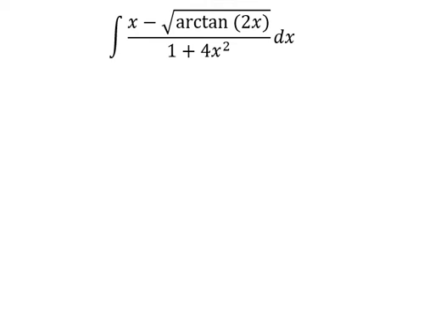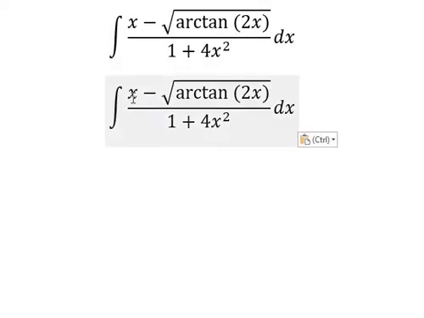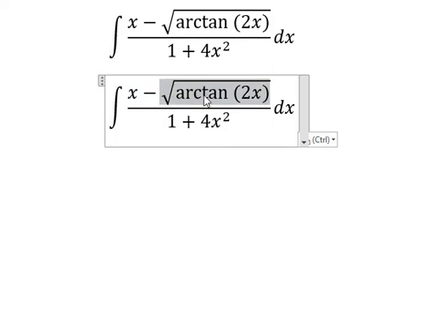Hello everybody, so today I want to talk about calculus. The topic today is about integration. So now I want to show you how to answer. We need to separate them in here.